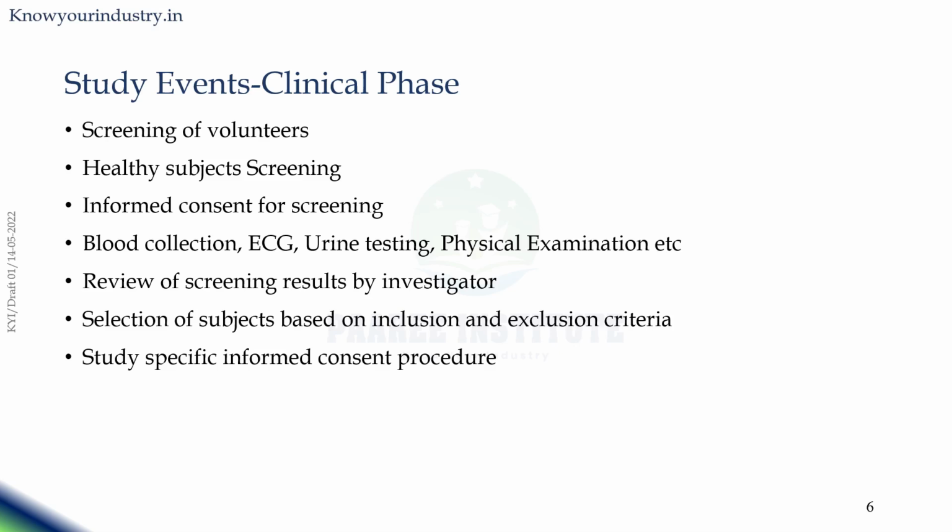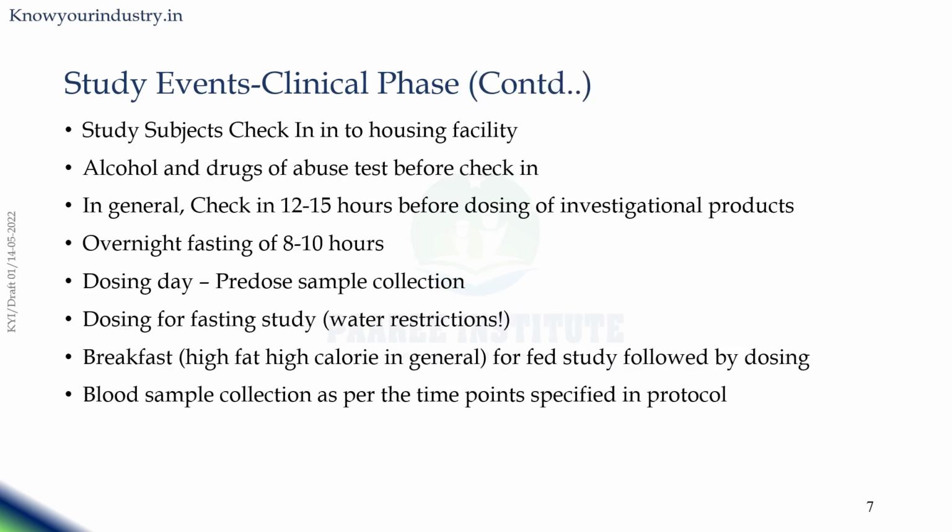Then the study-specific informed consent procedure will be carried out for the selected subjects. Once the informed consent for the study is obtained, the volunteers will be checked into the housing facility of the bioequivalence center. During the check-in, the subject will be checked for alcohol presence or drugs of abuse in the blood. If anything of that sort is positive for a volunteer, they will be excluded from the study.